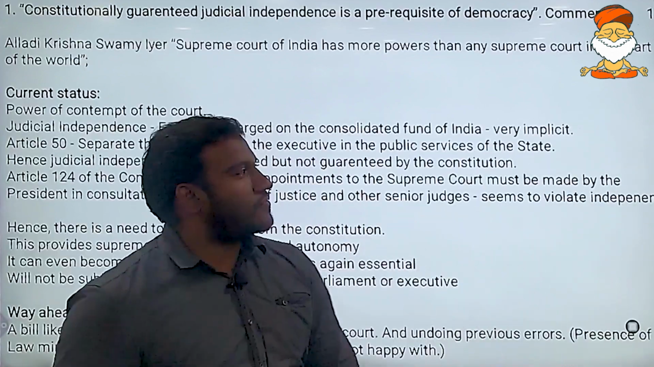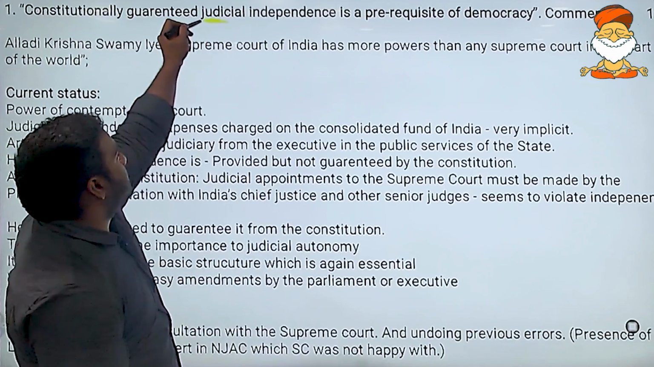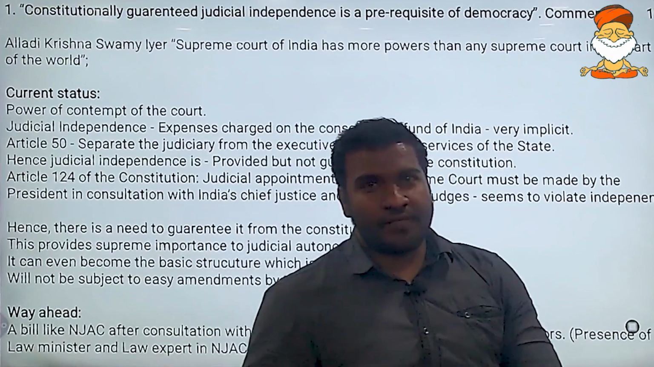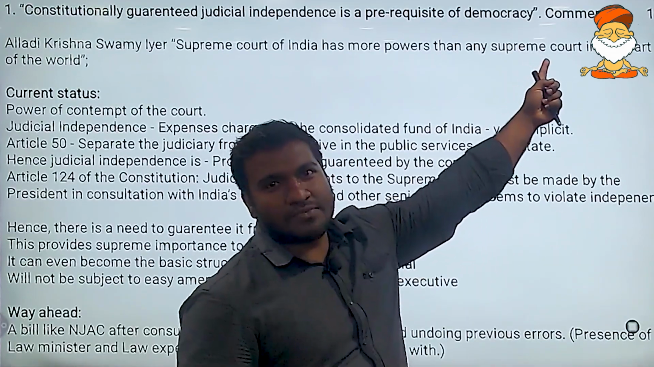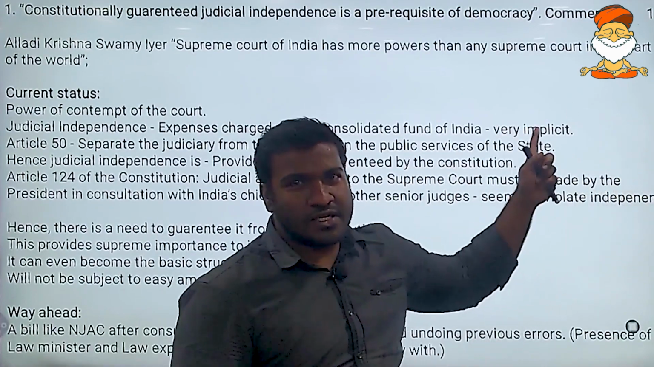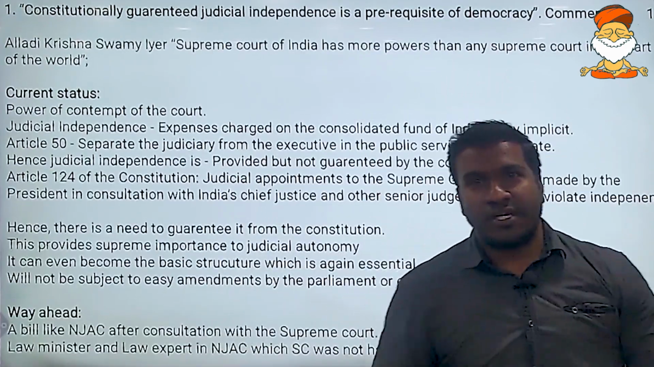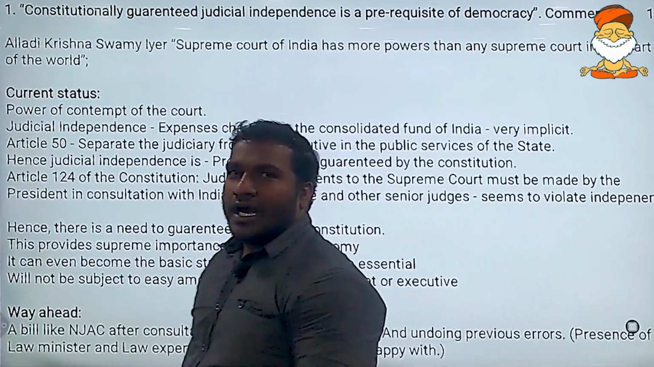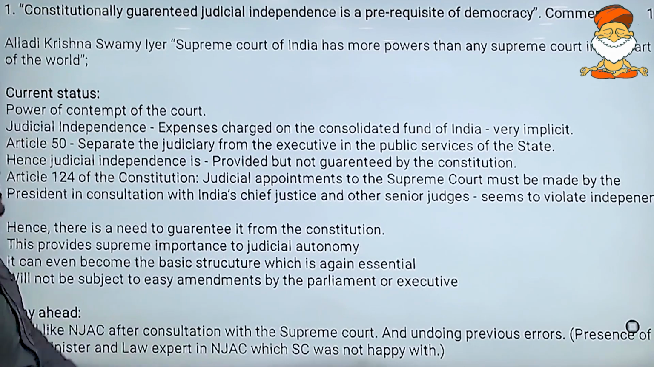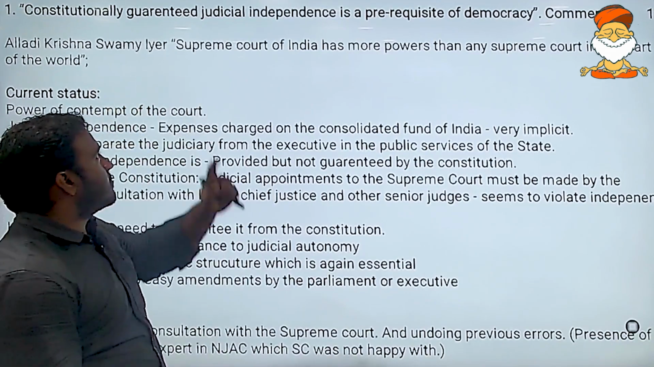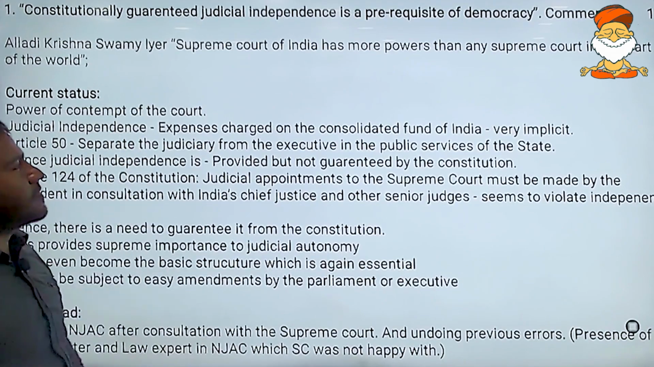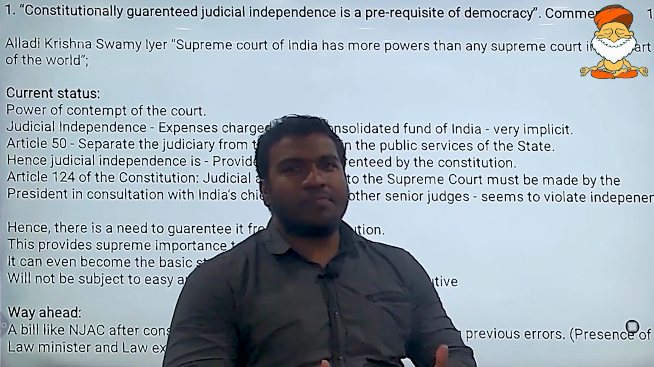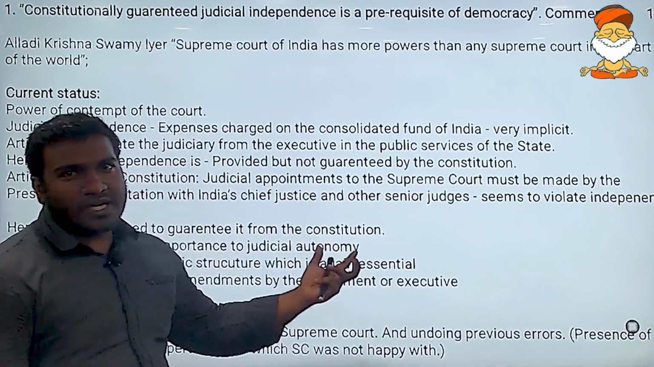So here the question says the judicial independence should be constitutionally guaranteed. To what extent? If a constitution guarantees judicial independence, that is helpful for a democracy. Else, democracy will not survive always, and judicial independence will be compromised. So we will see. I have introduced with the quote already by Krishnaswami Iyer, one of the Constituent Assembly members. He says the Supreme Court of India has more powers than any Supreme Court in any part of the world. That means we have set up a powerful Supreme Court which is autonomous and independent.